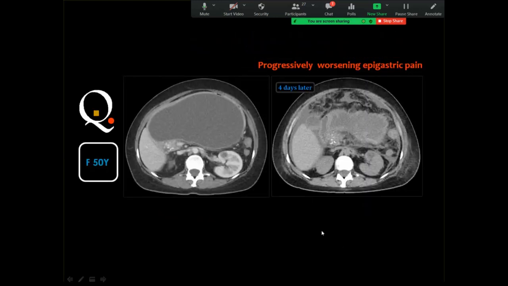This female patient had progressive worsening epigastric pain. And this is the initial CT scan, and this is a follow-up CT scan done 4 days later.